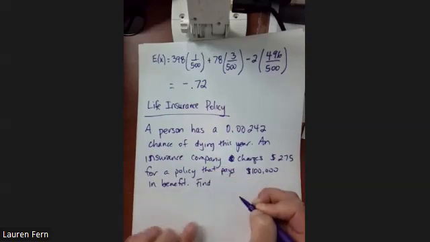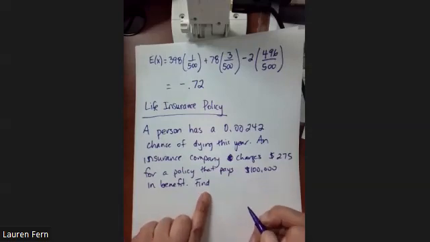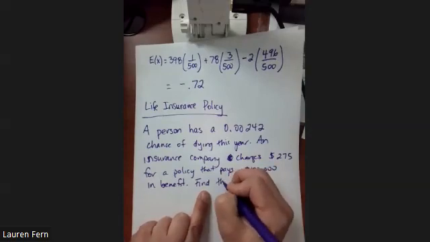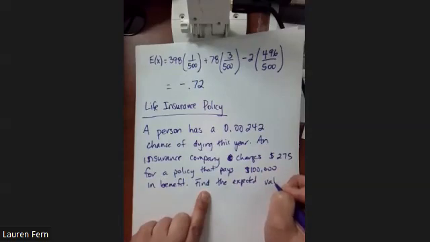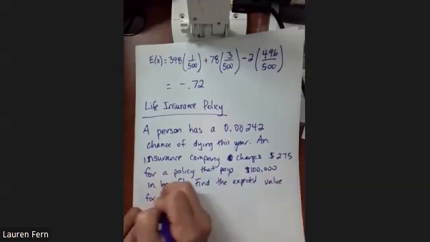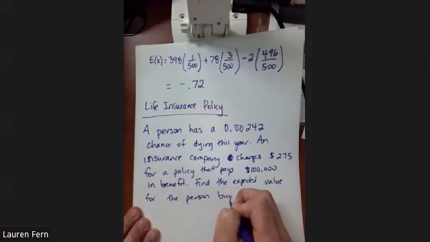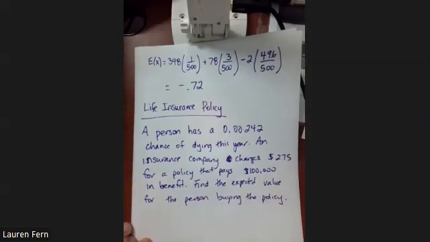We're going to do this twice, and I'm going to show you the difference because you're going to have to do it from each perspective as well. But what we want to do is find the expected value for the person buying the policy. And then what we're going to do is find the expected value from the insurance company's perspective.